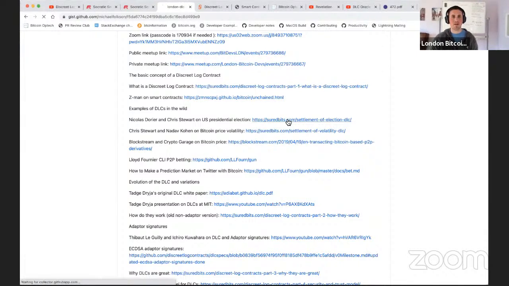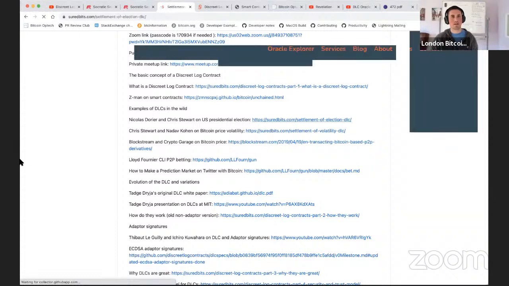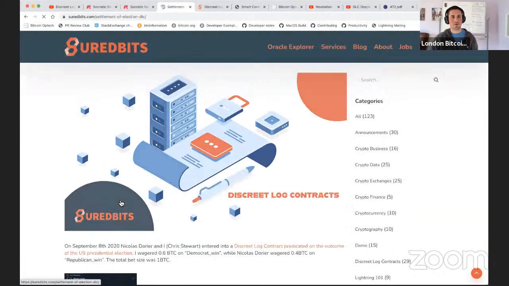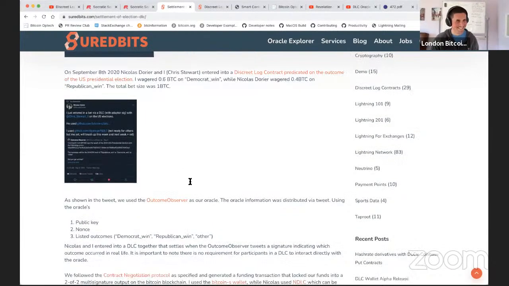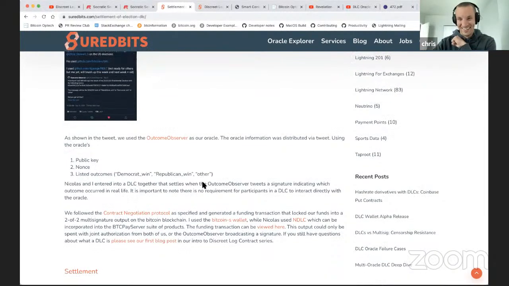the Suredbits guys. So one was Nicholas Dorier and Chris entering into a bet on the election, and that was organized via Twitter. So does that make Twitter a matching engine? Should Twitter be under regulation? Maybe.